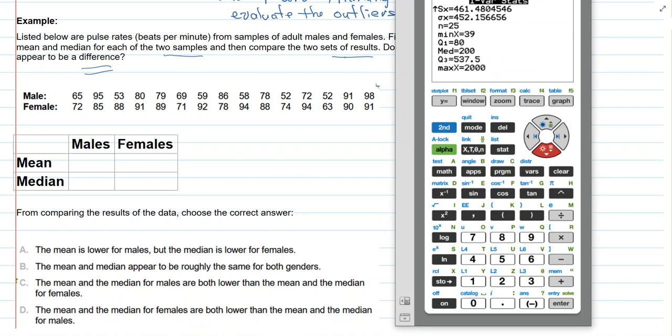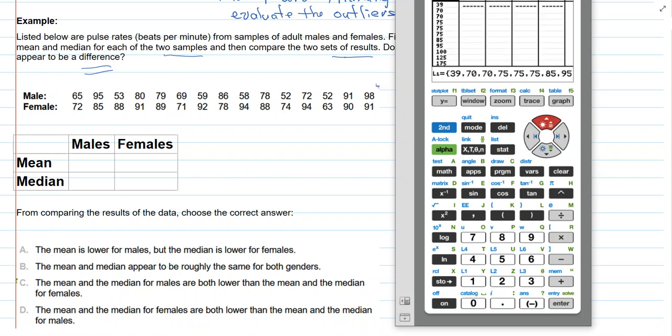So we're going to get our calculator and clear our home screen. We're going to do the stat edit to enter the data. We're going to up arrow, clear, enter, and carefully enter the data for males first. 65. And it's not bad. And you can always put me on pause to enter the data.